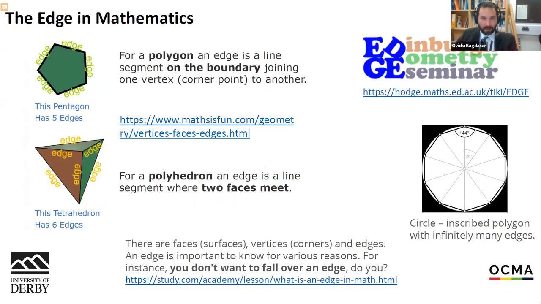move on. And now, because the initial topic was the edge in mathematics, just a quick Google, I check, what is the edge? Do we have any definition of the edge? And yes, you have lots of definitions. That's the problem. So for a polygon, an edge is a line segment on the boundary joining one vertex to another. I think everyone knows. But for a polyhedron, an edge is a line segment where two faces meet.